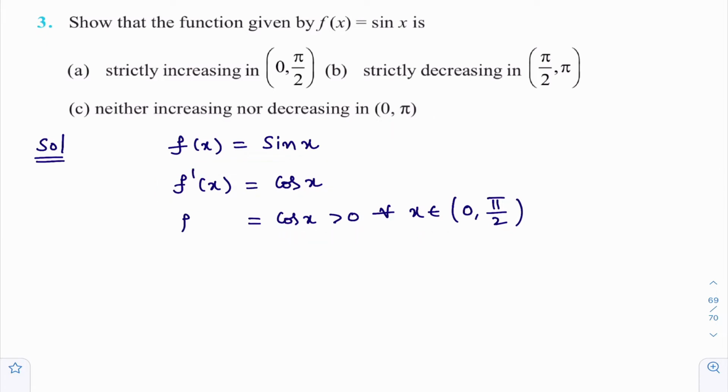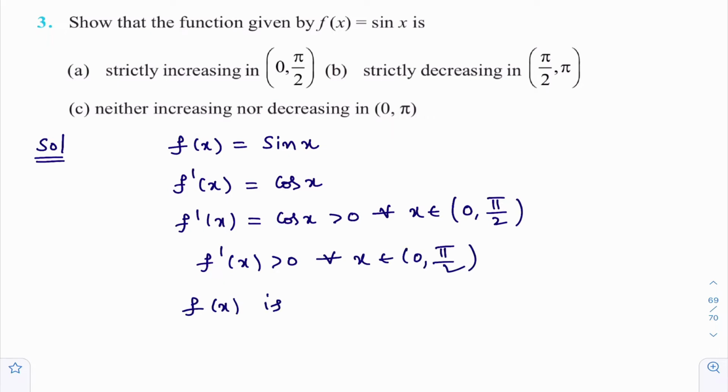So what is the conclusion here? I got that f dash of x is greater than 0 for all x belongs to open interval 0, pi by 2. f of x is strictly increasing on open interval 0, pi by 2.